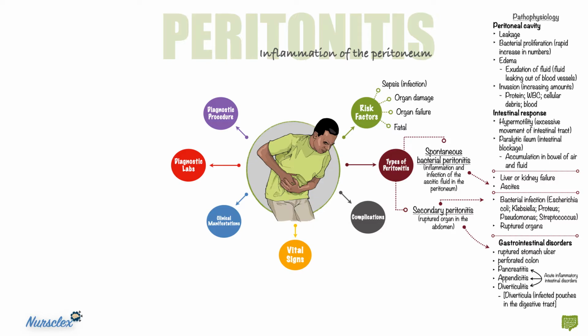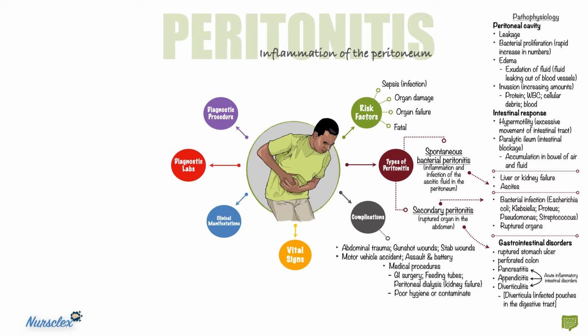What complications can cause peritonitis? Abdominal trauma, which consists of gunshot wounds, stab wounds, motor vehicle accident, and assault and battery. Which medical procedures can cause peritonitis? Gastrointestinal surgery, feeding tubes, and peritoneal dialysis for kidney failure patients. Poor hygiene or contaminated equipment will cause an infection.